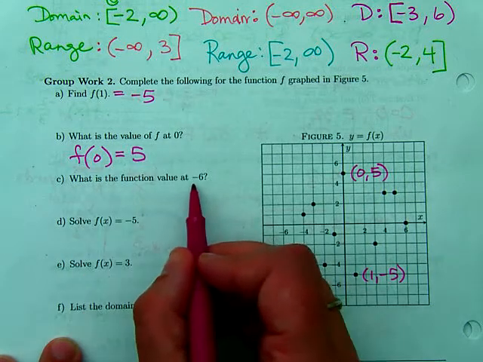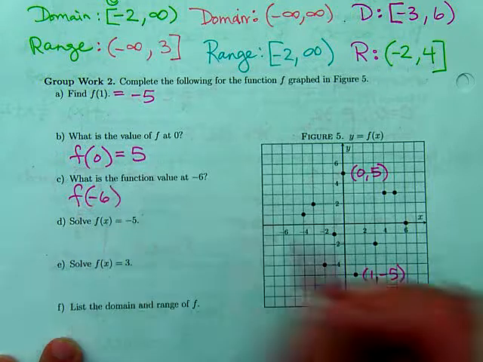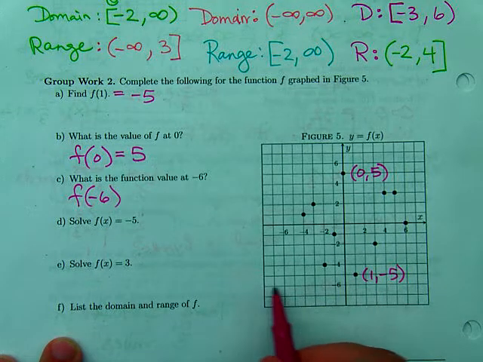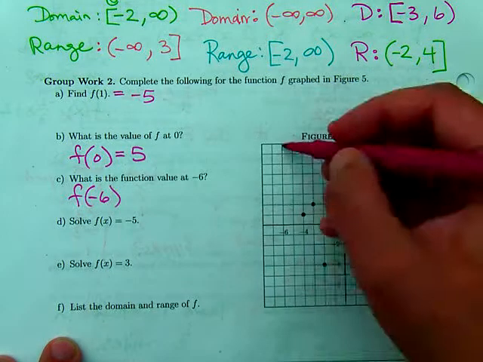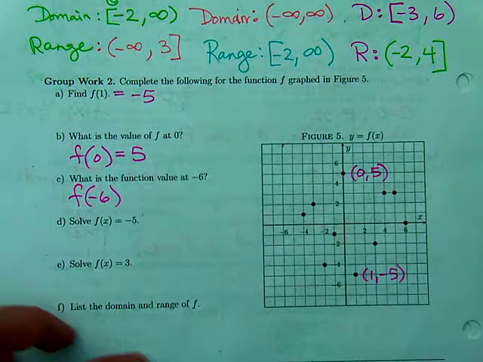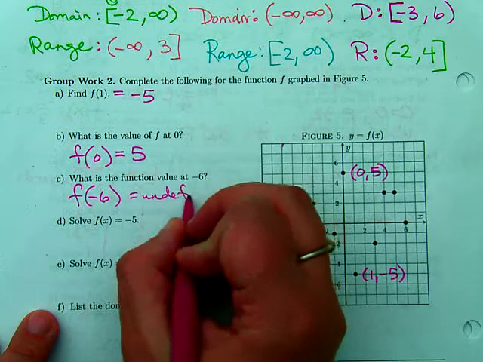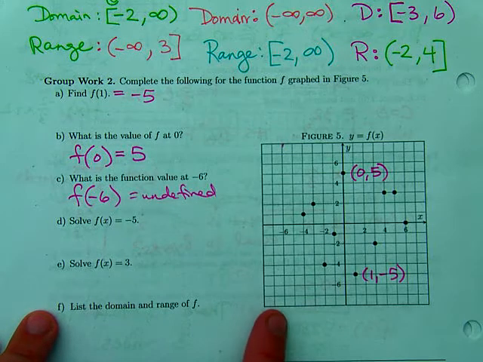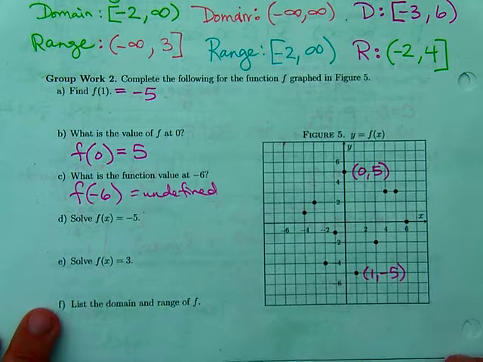What is the function value at -6? F of -6 is, -6 is here. X is -6. Oh, there is no value. It's undefined. Undefined because there's no point on that line. There's no y coordinate. You see what I'm saying?